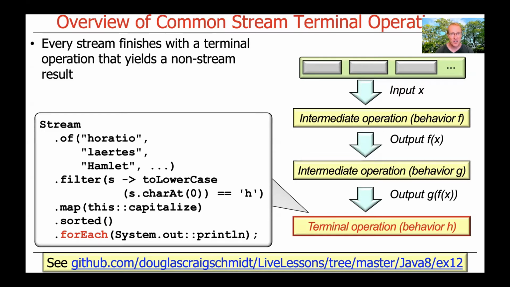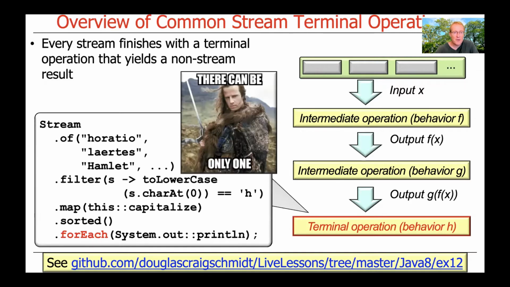So again, if you want to know how to differentiate terminal from intermediate operations, if you look at the stream interface, the methods that take streams and return streams are intermediate operations. The other ones that take streams and don't return streams are terminal operations. This particular set of examples that deal with all the terminal operations we're going to cover shows up in my EX12 folder in my GitHub repository. Remember, there can only be one terminal operation.